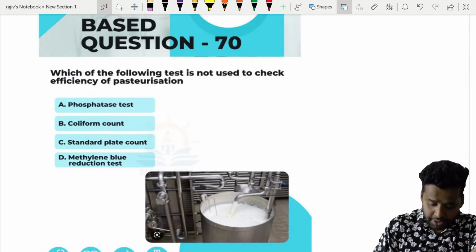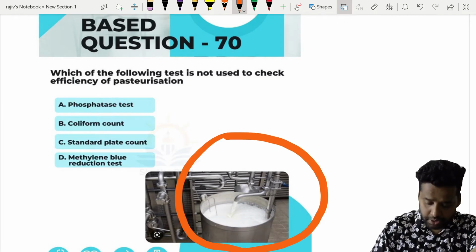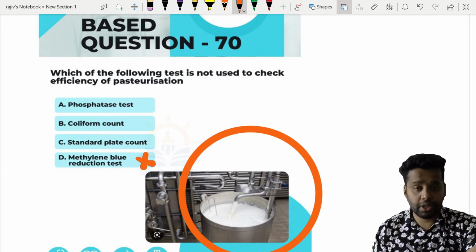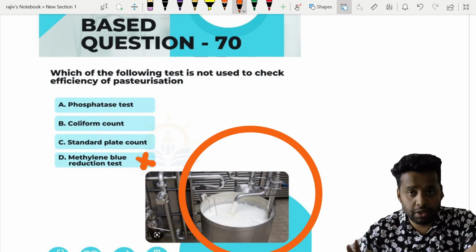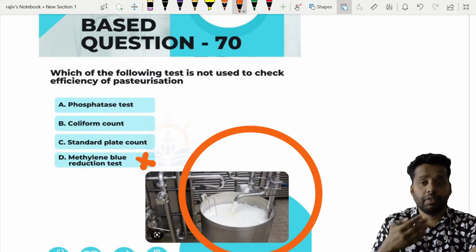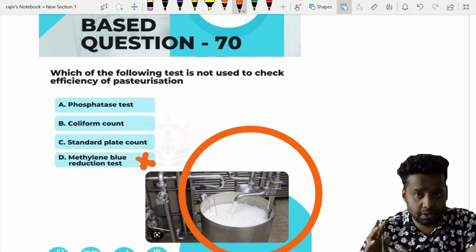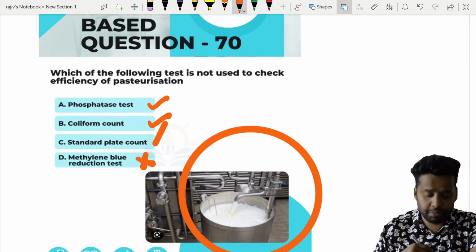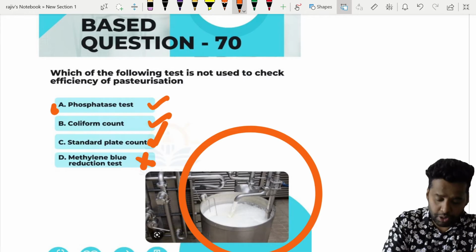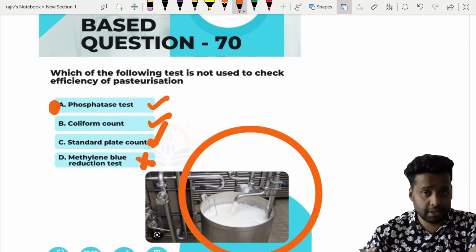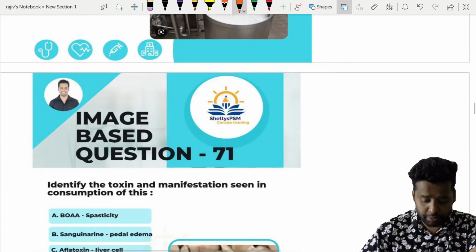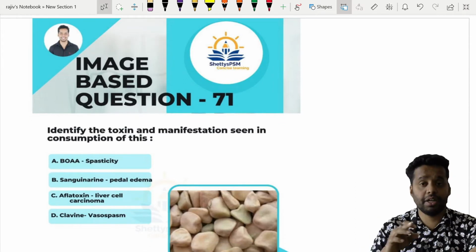What you are seeing is pasteurization. The question is, which is not used to check the efficiency of pasteurization? Answer is methylene blue reduction test. That is for eligibility, not efficiency, whether the milk you are giving is ready or eligible for pasteurization or not. For efficiency, we have 1 2 3 tests: phosphatase, coliform and standard plate count. In this, the initial one is most commonly used. P for phosphatase test, P for pasteurization. That is the most commonly used test to check the efficiency of pasteurization. Methylene blue reduction test, MBR, is not for efficiency.